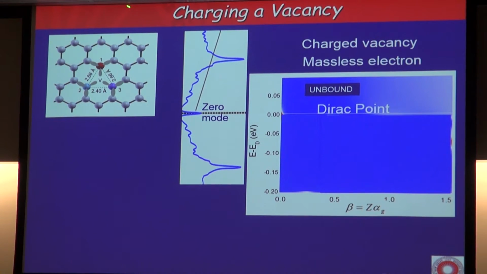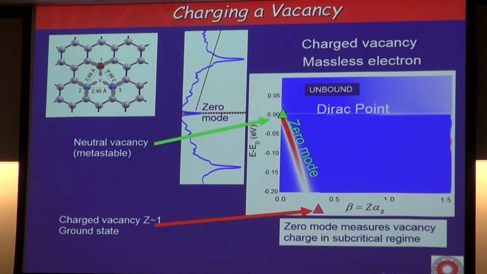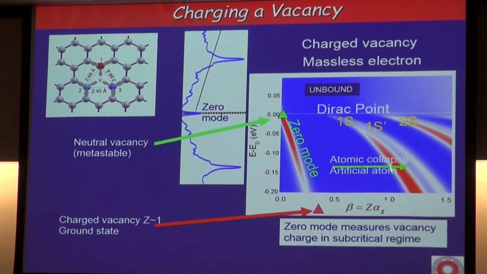So let's go back to what I've shown before. This is the zero mode here, and as I said, this is the zero mode as a function of charge. As you increase beta, this mode very rapidly sinks into the negative energy sector. So for a neutral vacancy, the zero mode peak is going to sit right at the Dirac point. For a charged vacancy, it shoots down below where we can measure. And then as you keep charging it, you're going to see the quasi-bound states starting to show up, peaks starting to show up.